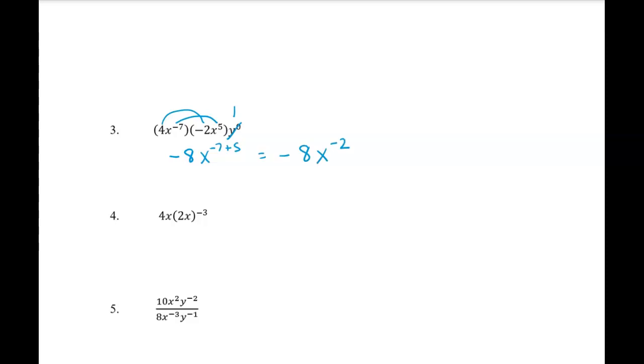And in our answers, we'll typically be asked to only include positive exponents. So I have the negative 8 over x to the positive 2nd. The negative 8 stays on top because that negative 2nd power only applies to the x.